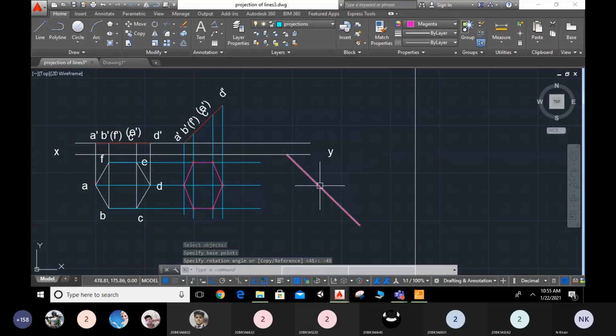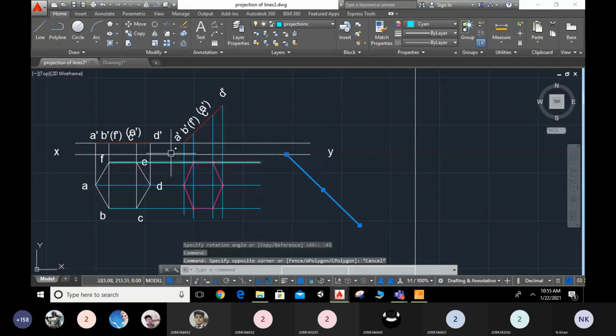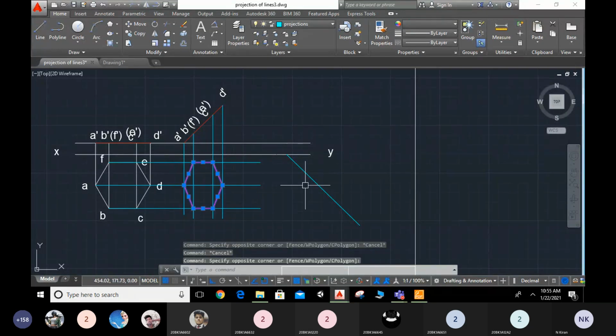Okay, let me take this line also in some blue color, as it is a reference line. Okay, yeah. Now escape. Now with this point I will select this hexagon, which is the answer. If there is another angle, I will select and copy.